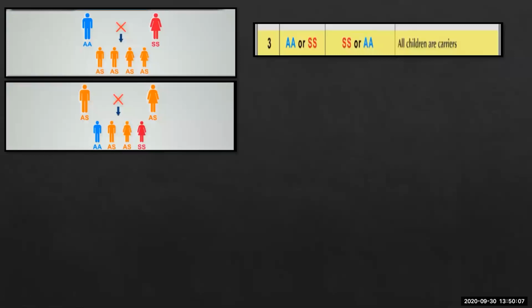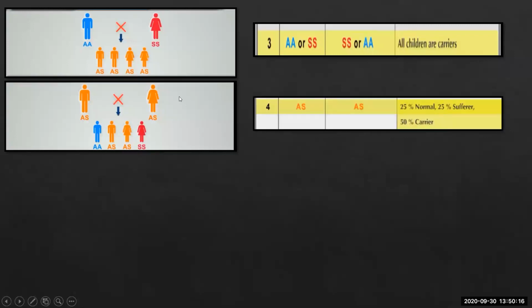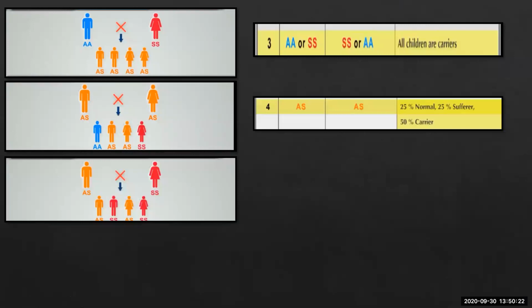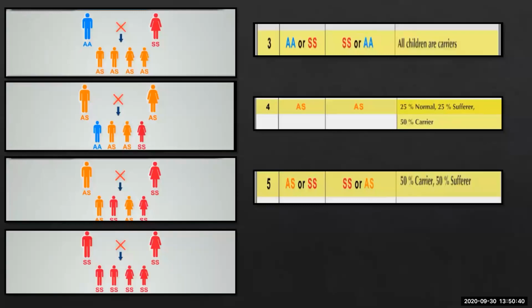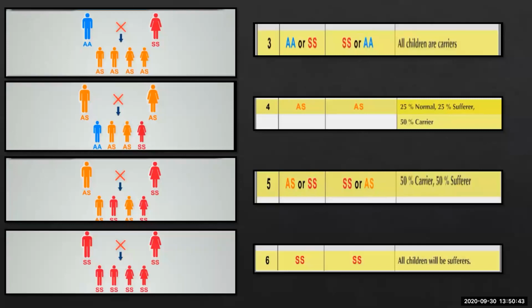Then fourth is, if both the parents are carriers, you can see here, then 25% of the progeny are normal, 25% will be sufferer and 50% will be carrier. And if one parent is carrier and one is sufferer, then 50% of the progeny will be carrier and 50% will be sufferer. Then we will see the last one. If both the parents are sufferers, then all the progeny will be sufferers.